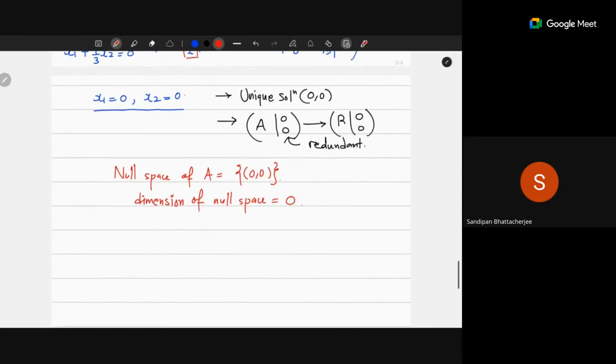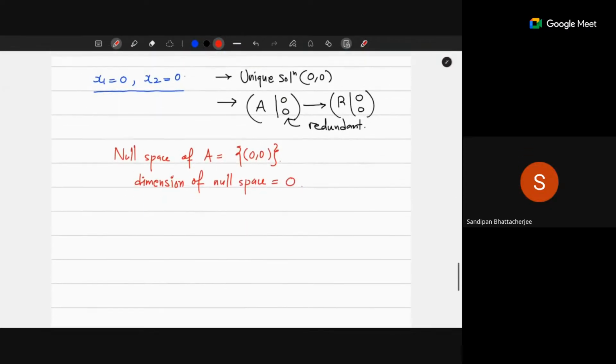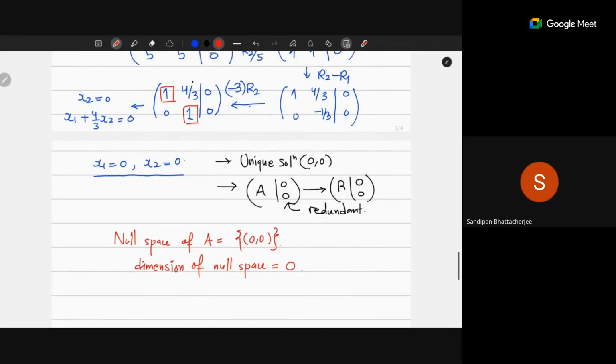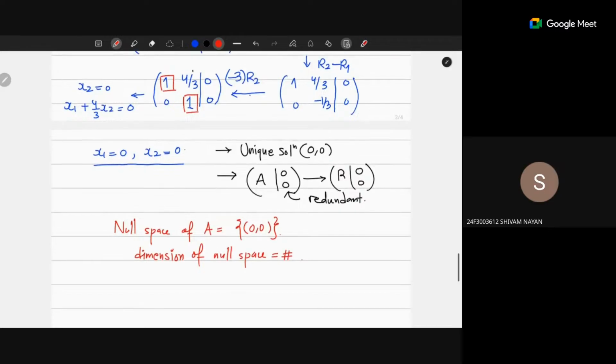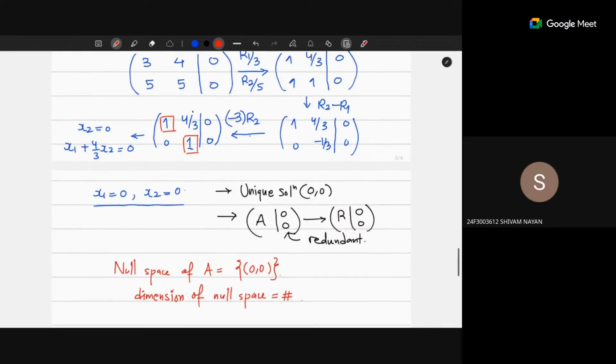So let me take one more example to discuss that. In this case, both x1 and x2 are dependent variables because you are able to find out their exact values. So they are dependent, and there is no independent variable. And the dimension of a null space... No, that is the dimension of row space. That is a rank. I'm defining something new here.